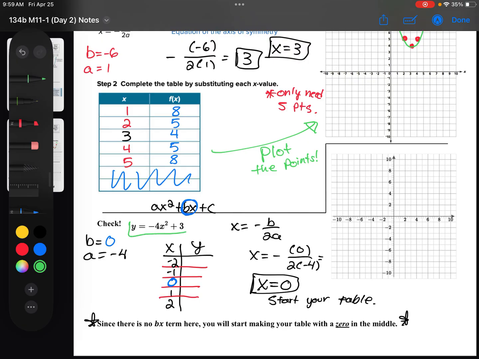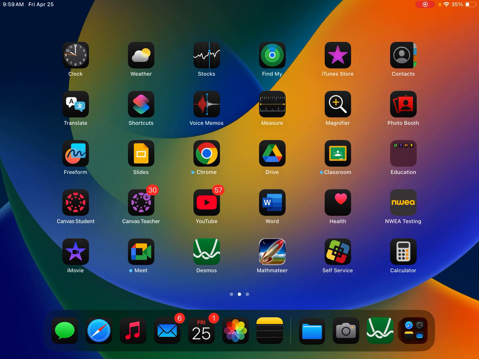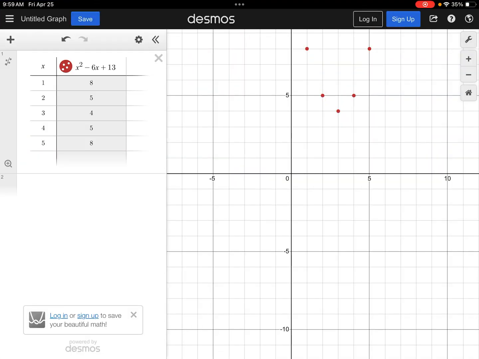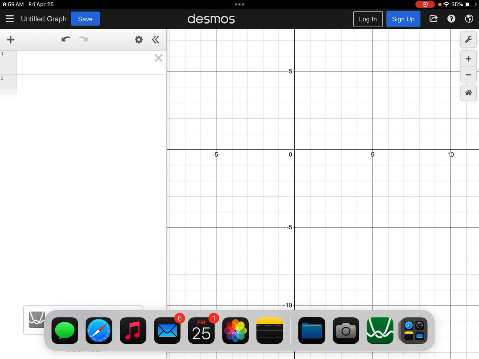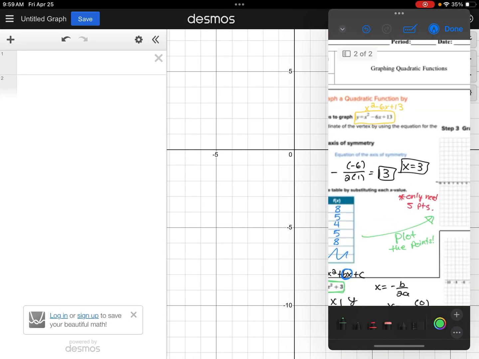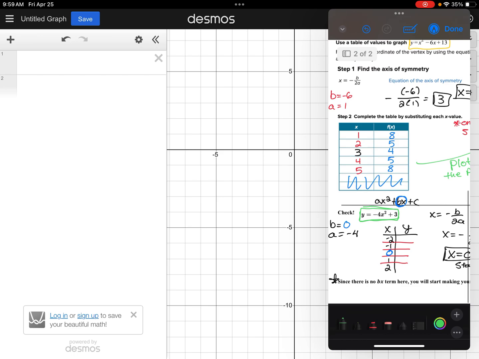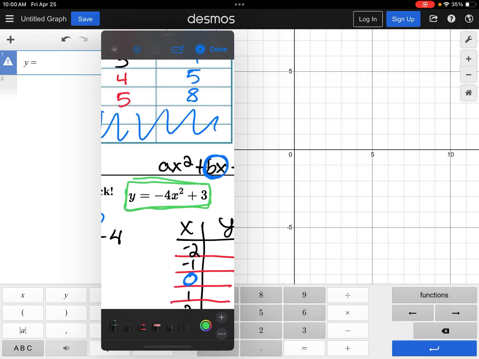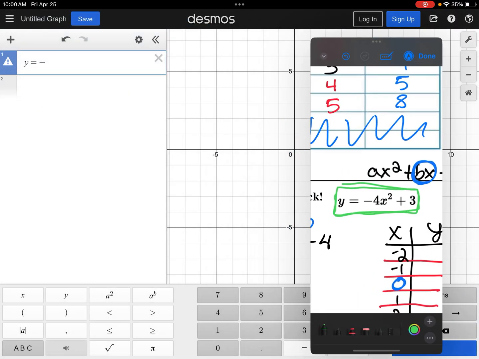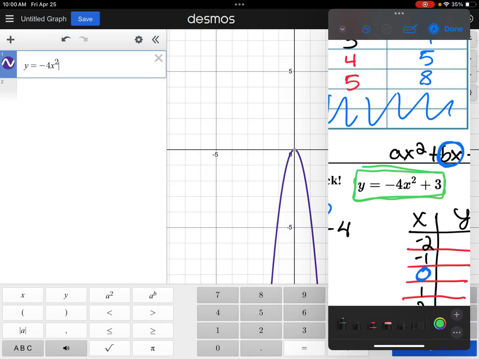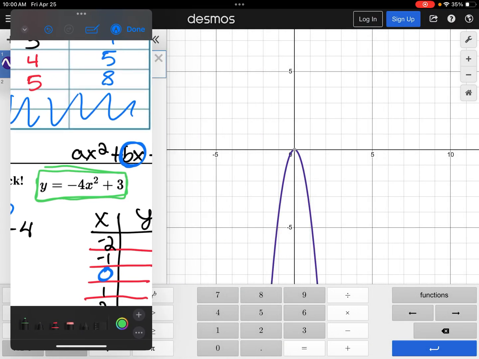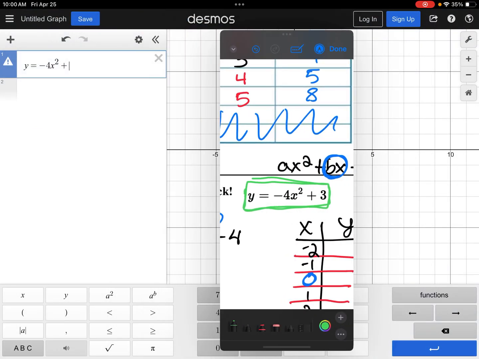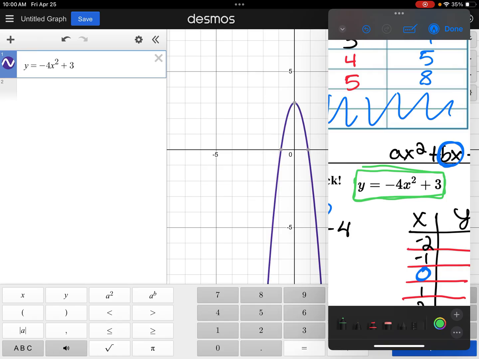Once again, you're going to need the function, the equation to type into Desmos. So I'm going to hop over here, close those out with the X. Then I'm going to open my notes so I can reference what I'm doing here. So I'm trying to type in this equation that we have boxed. So it's going to be y is equal to negative 4x squared plus 3. Sorry, I had to scoot that around so I can fit everything.